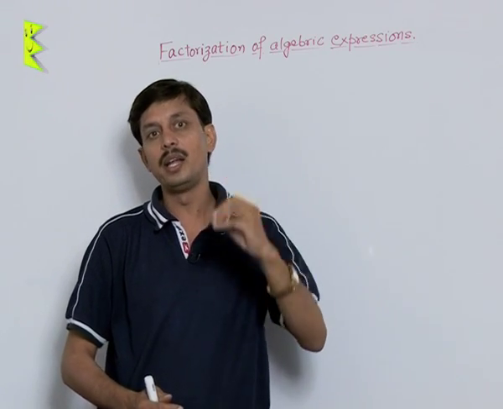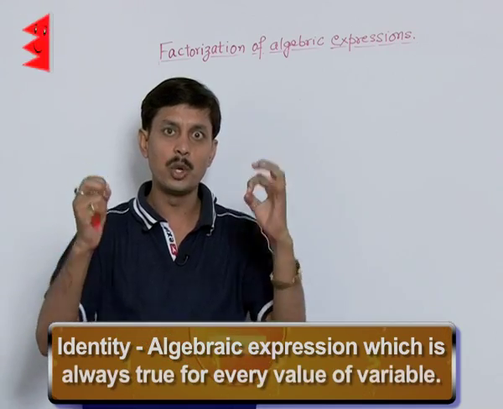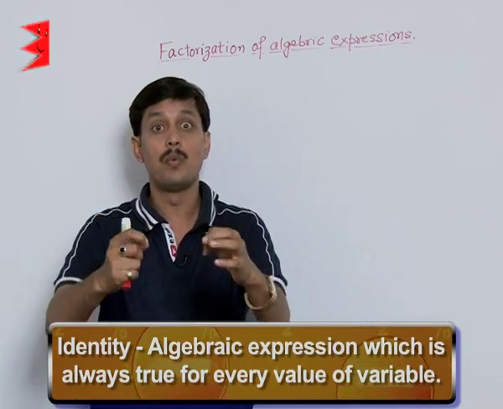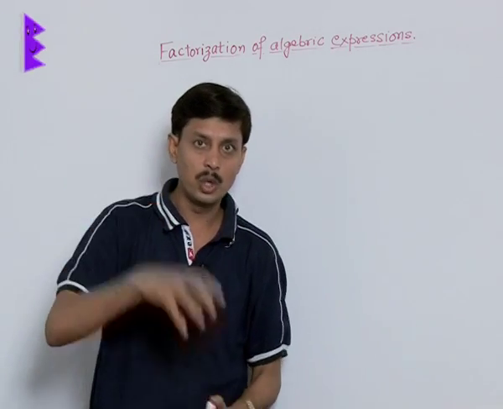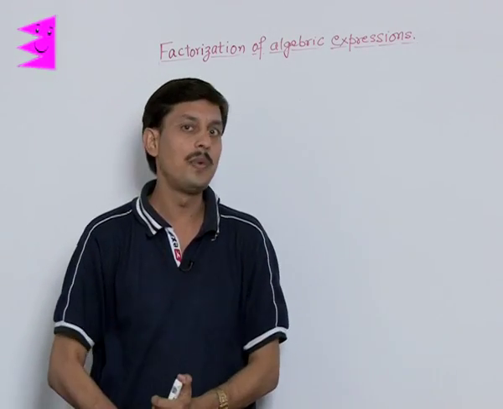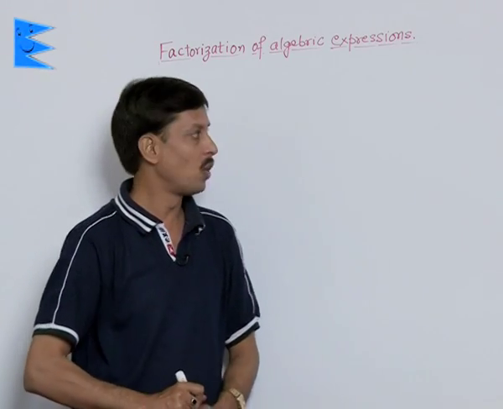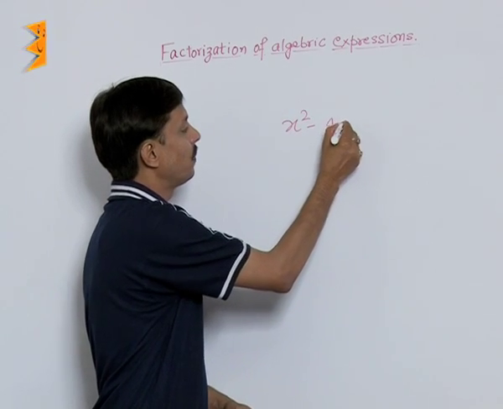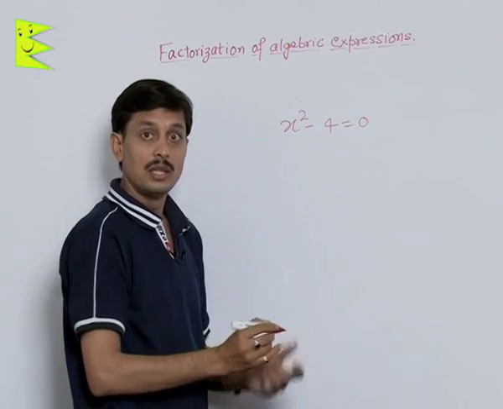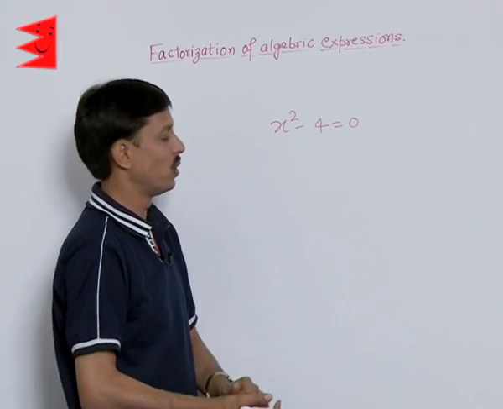Actually, an identity is that algebraic expression which is always true for every value of the variable, and an equation is that which is true, correct, verified only on a certain number of values. Suppose I write here x square minus 4 is equal to 0. This is the equation. Why is this the equation?